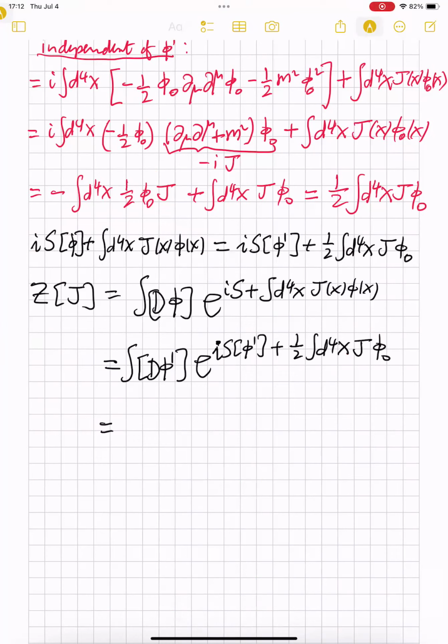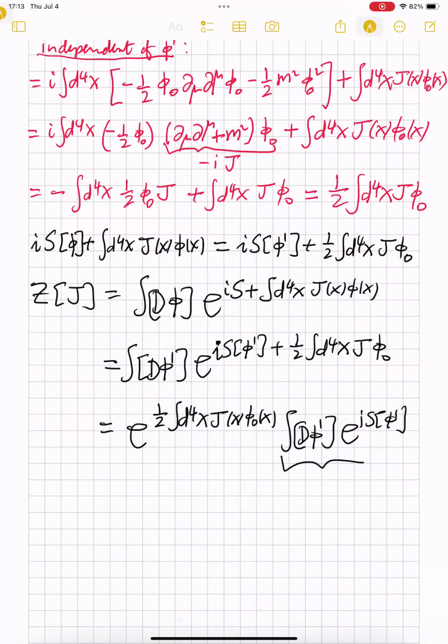And what is this equal to? Well, the 1/2 d4x j phi naught is a constant, meaning independent of phi prime. Of course, it depends on x and t, but it's independent of phi prime. So I can take it out of the integral. So we've got a 1/2 integral d4x, j of x, phi naught of x. And then we've got an integral d phi prime e to the iS of phi prime. And do you recognize this? This is just z with j equal to naught. So it's just z of naught.